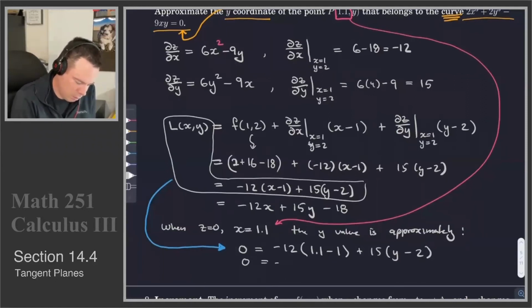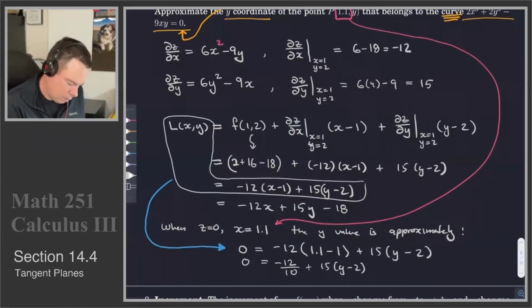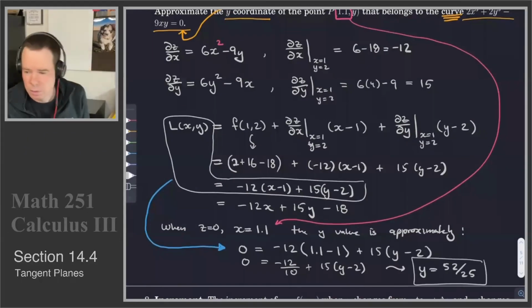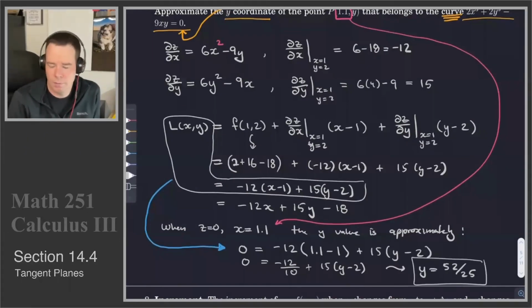And so now we can go ahead and solve this equation. 0 is equal to negative 12 times 1.1 minus 1, so that's a tenth. So that'd be negative 12 over 10 plus 15 times y minus 2. And so we can just solve that using algebra, and we get something like 52/25 for our y value. So that's our approximation for our y value. Just solve this linear equation.